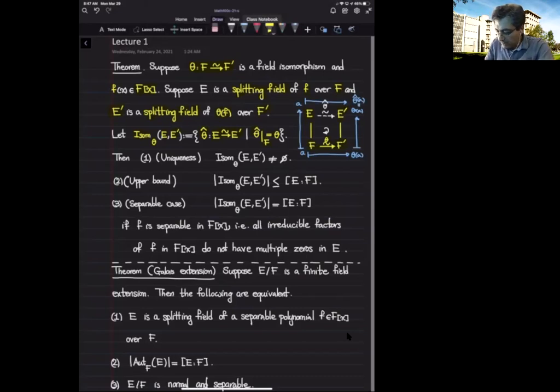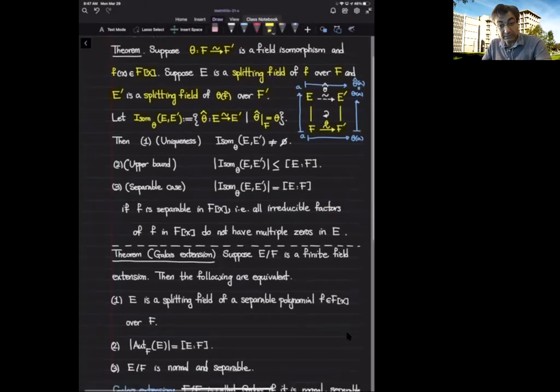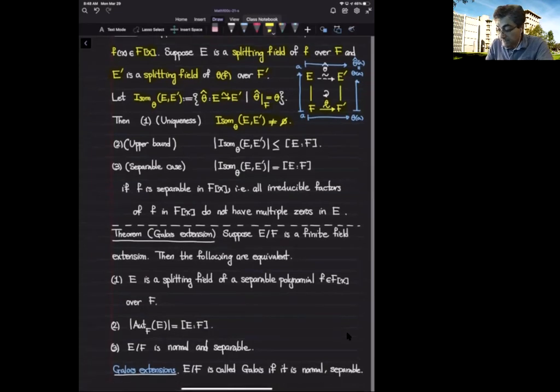The set of all these isomorphisms we denote by Isom sub theta of E comma E prime. And what we showed as part of uniqueness of splitting fields is that this set is indeed non-empty. We do have isomorphisms from E to E prime that are compatible with theta. So this is kind of a lower bound. It's non-empty. We always have something inside this. Now we wanted to control from the other side. We wanted to say we don't have many of them. We showed that the number of such isomorphisms can never be more than the degree of this field extension, which means the dimension of E as a vector space over F.